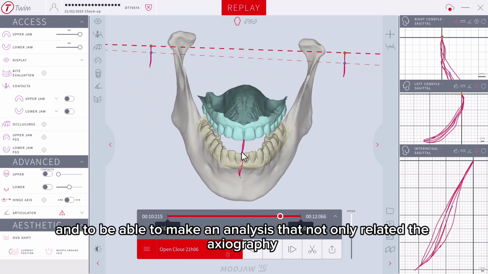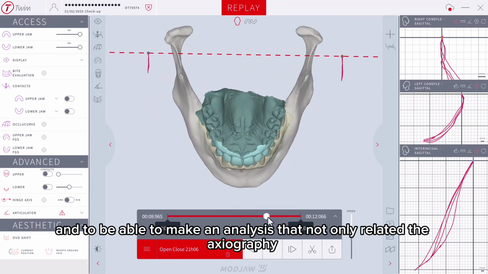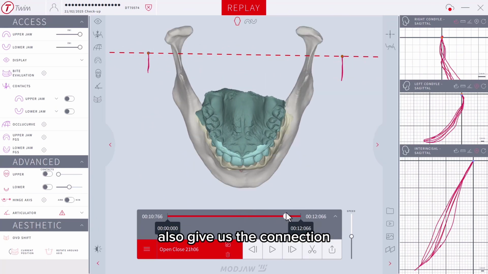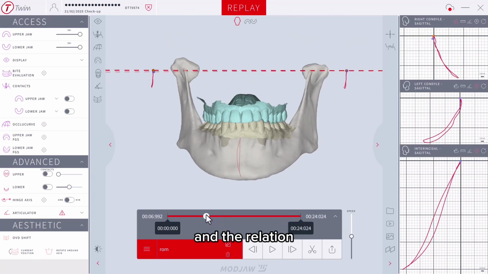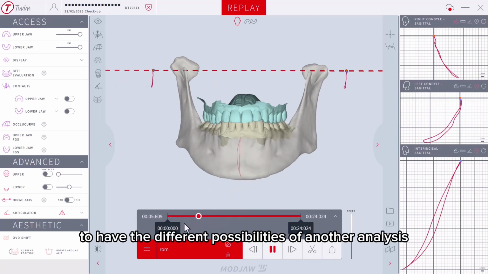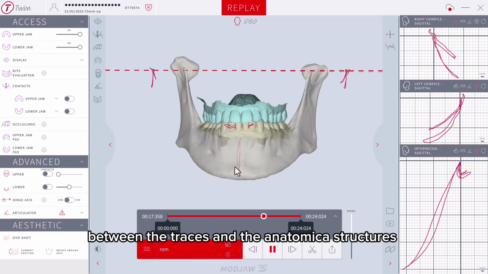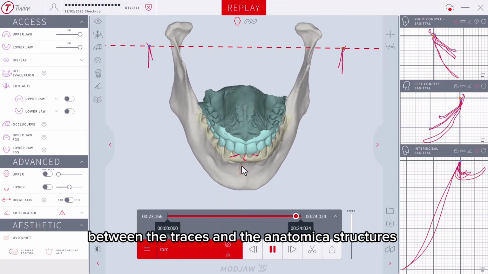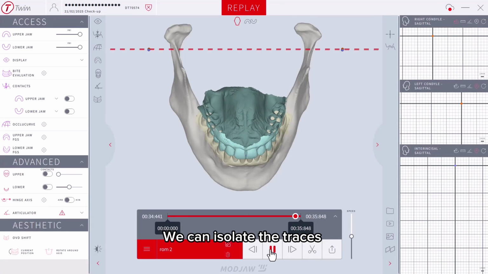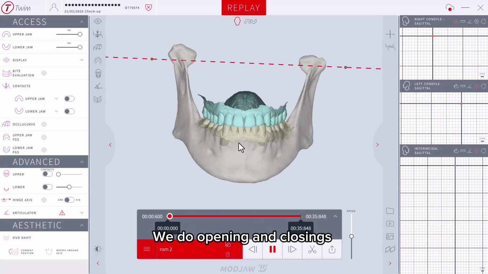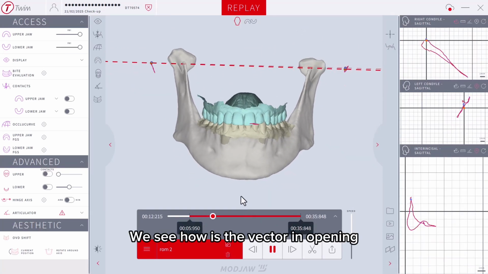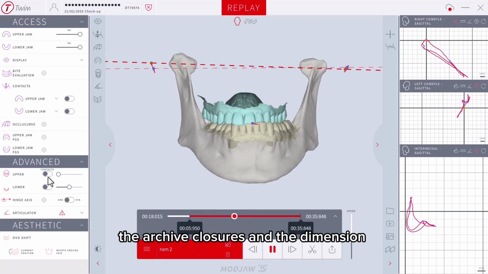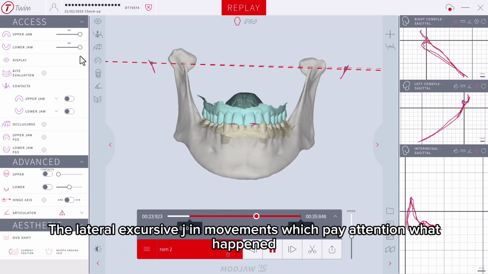which allows the segmentation to recreate the motion in 3 dimensions, and to make an analysis that not only relates to the axiography but also gives us the connection to what is happening directly in the teeth, and the different possibilities of analysis between the traces and the anatomical structures. We can isolate the traces, do openings and closings, and see the vector in opening, the arch of closure and its dimension, and the lateral excursive movements.